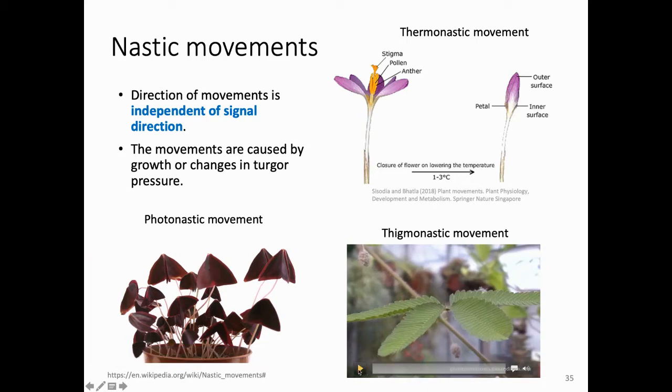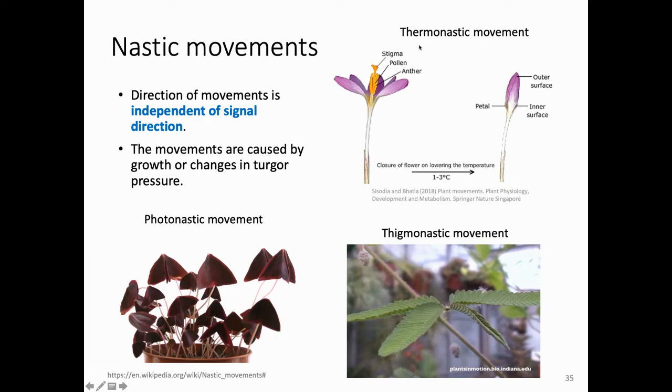The next one is thigmonastic movement. This one is the sensitive plant. It will close down its leaves when it gets some heat trigger or motion trigger. If you touch the plant, it will do the same thing.